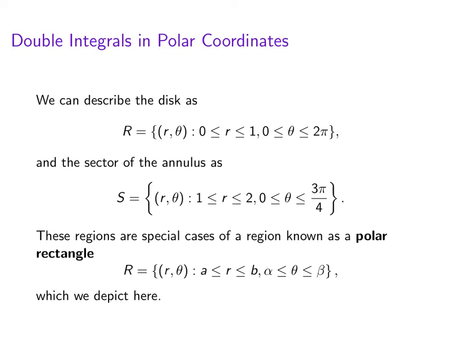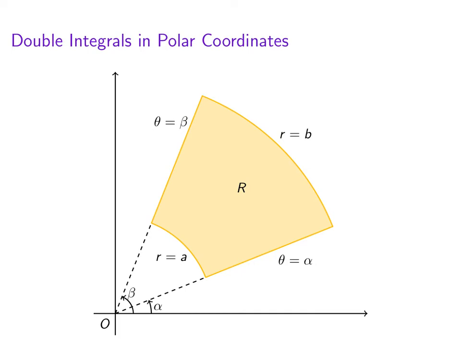These are special cases of a region that's known as a polar rectangle. Let's show what a polar rectangle looks like in general in the next picture. This is a polar rectangle. At first it seems like a very odd name. Why do you call this a rectangle? It's not a rectangle. But it's a rectangle in spirit because the values of r and theta are bounded by constants, just like a real rectangle, where the y values and the x values are bounded by constants.